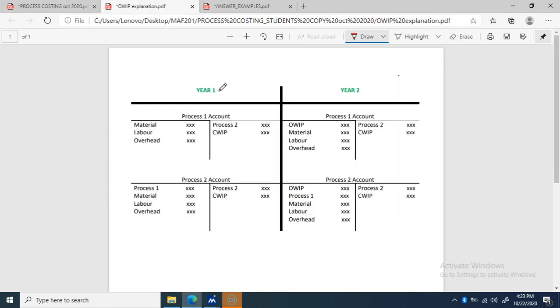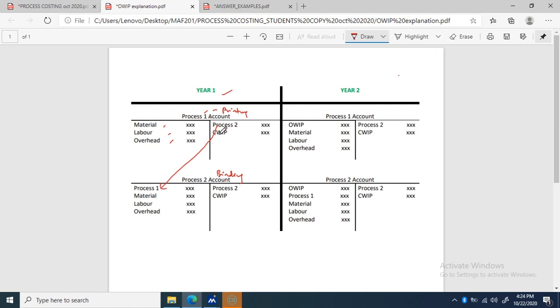Previously we were preparing year 1. If we have process 1, we have to record all the costs in the debit side of process 1: material, labor and overhead. At the end of the period, we have the completed products in P1 that we should transfer to P2 to further process. For example, when we produce the product, the first process is printing. After finishing printing, we transfer to the next one, which will be binding, process 2.